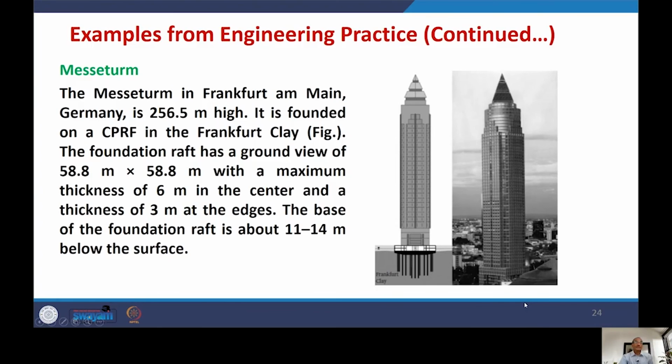You have the Messeturm in Frankfurt am Main, Germany, which is a city of Germany. Its height is 256.5 meters. It is founded on a CPRF in the Frankfurt clay. The foundation raft has a ground view of 58.8 meters by 58.8 meters, with a maximum thickness of 6 meters in the center and a thickness of 3 meters at the outer edge. So the raft foundation thickness is quite varying. It is 6 meters thick in between, and then you have 3 meters at the edges. The base of the foundation raft is about 11 to 14 meters below the surface. So this was one of the examples where the CPRF has been used.